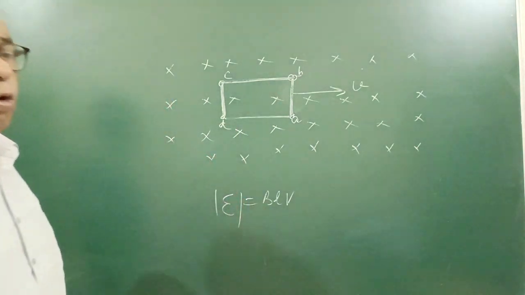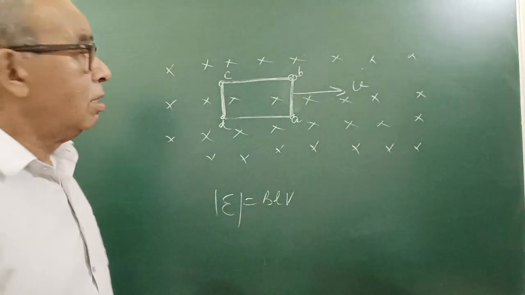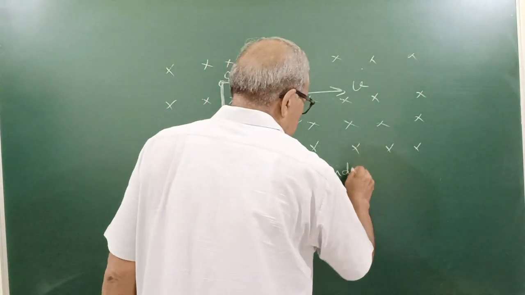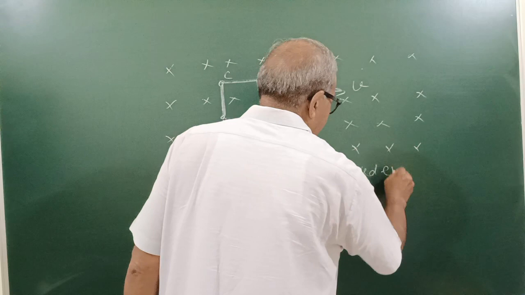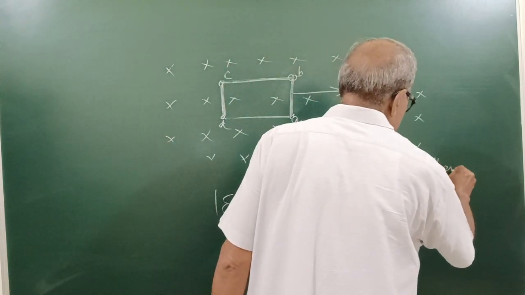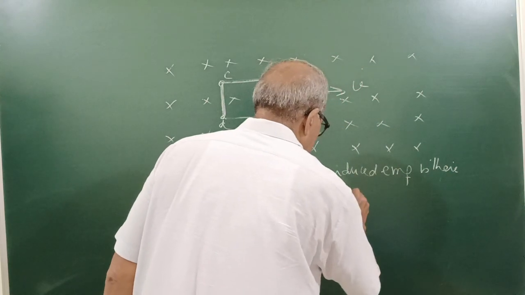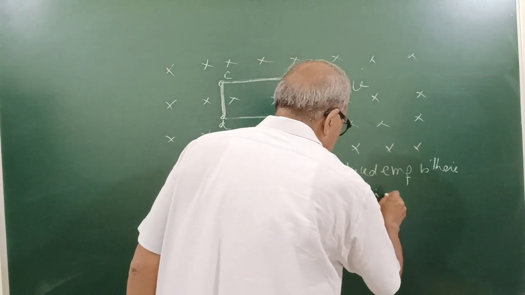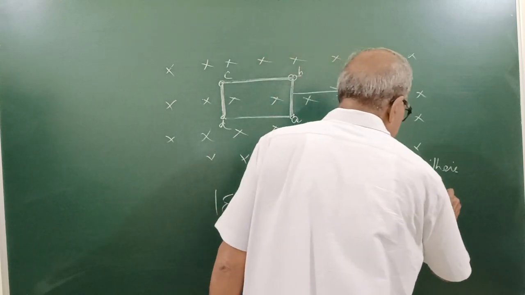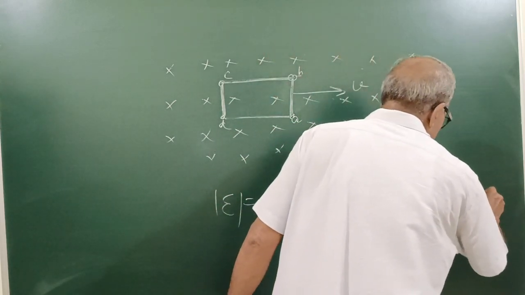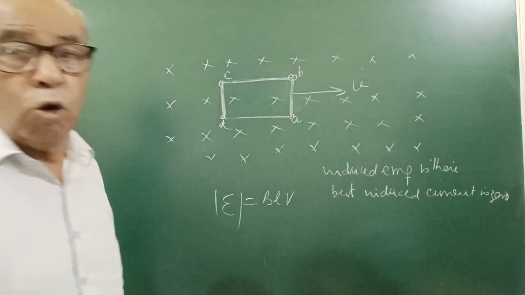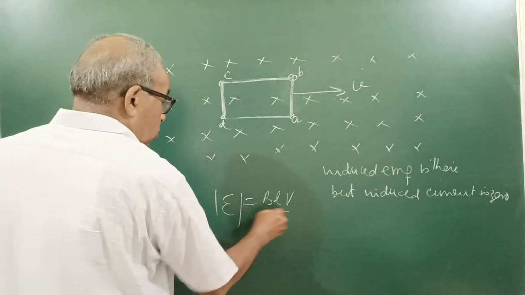And current flows due to potential difference. So induced EMF is there. But induced current is zero. No current will flow because the potential is the same for both.